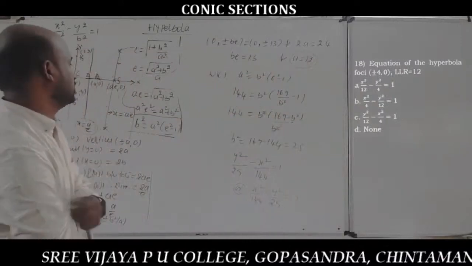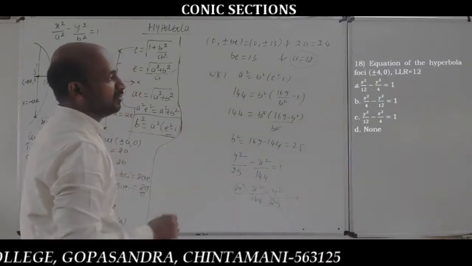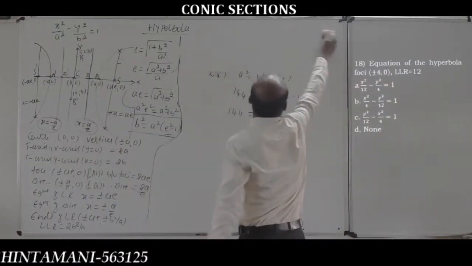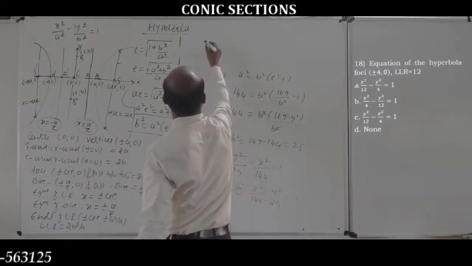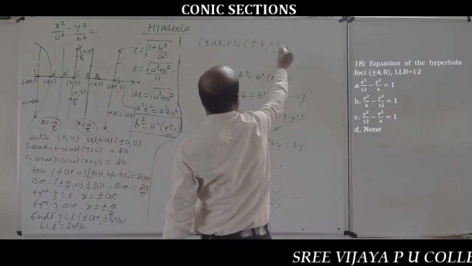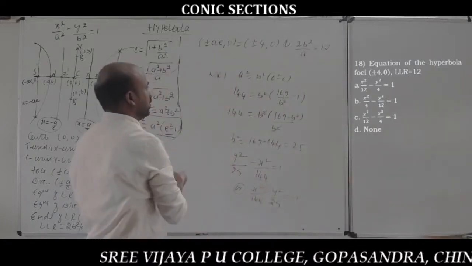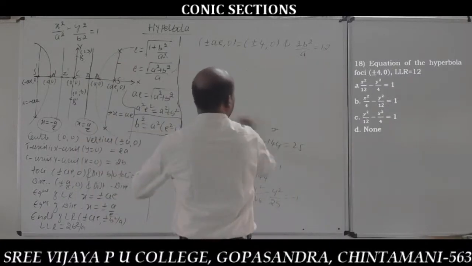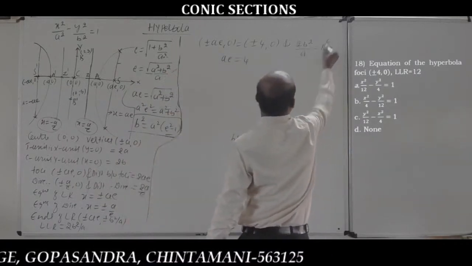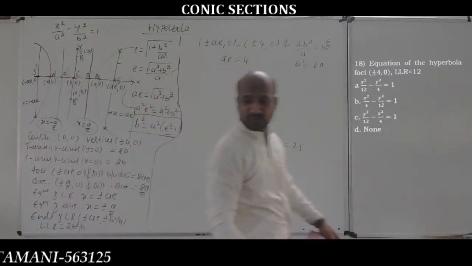Equation of the hyperbola, coordinates of foci plus or minus 4 comma 0, length of latus rectum 12. Since the y coordinate is 0, we have to take the standard form. Standard form of the equation of hyperbola, coordinates of foci are plus or minus ae comma 0, that is plus or minus 4 comma 0, and length of latus rectum 2b square by a is 12. We have to find the equation of the hyperbola. Again, a into e equals 4, and b square is 6 times a.